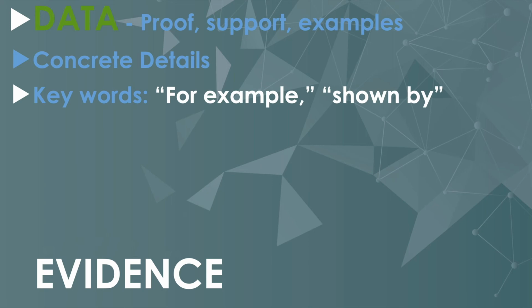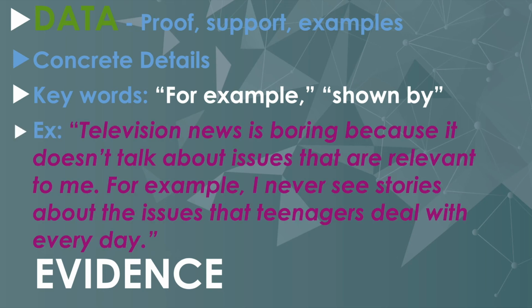But what are those keywords? You know them. You've done this before in your quote integration as you're giving evidence and examples. You might say things like, for example, or this is shown by, and let's get ready to add that to our own argument, but look at that one example. So the full picture now, starting with the one example I gave you. Television news is boring. There's my assertion. Here's signaling my reason, because it doesn't talk about things or issues that are relevant to me.